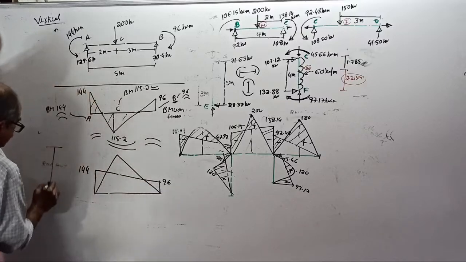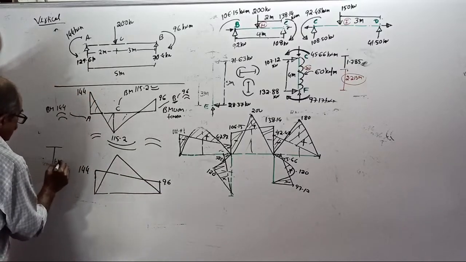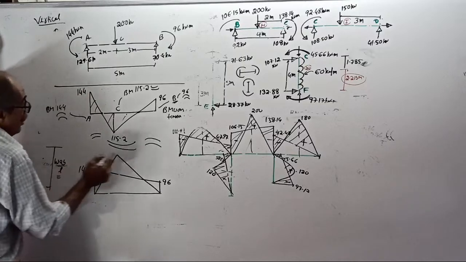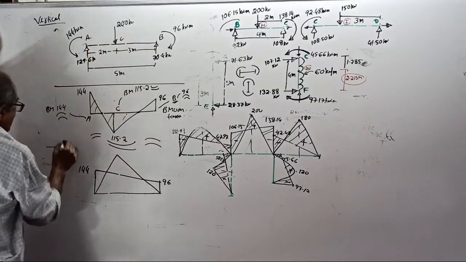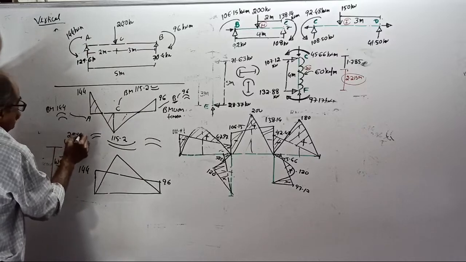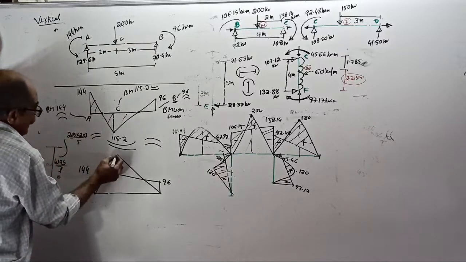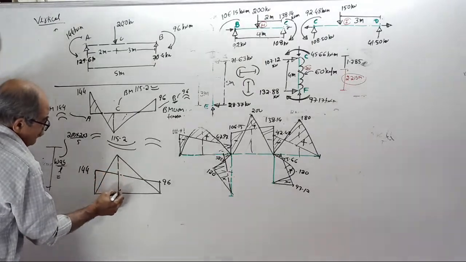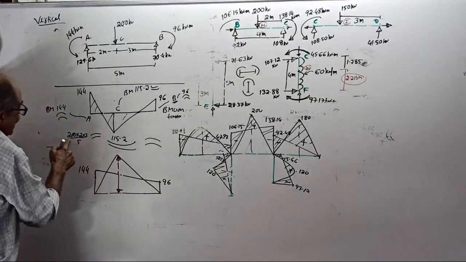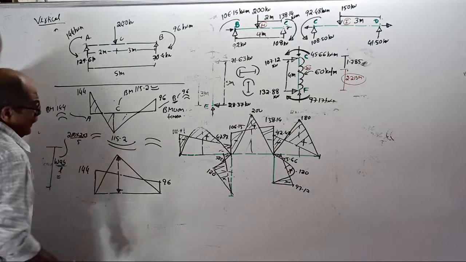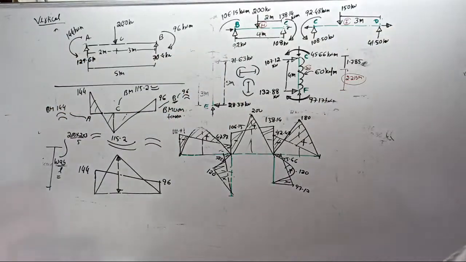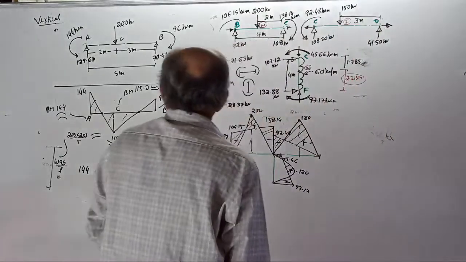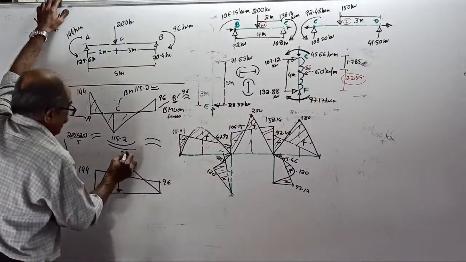Sorry, it is W, not central. W AB by L. How much does it come to? 200 into 2 into 3 divided by 5. Tell the answer, that is the full ordinate. It is 240. 240 is this full value.